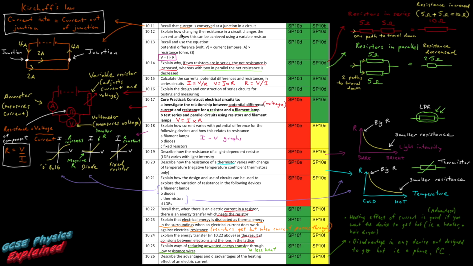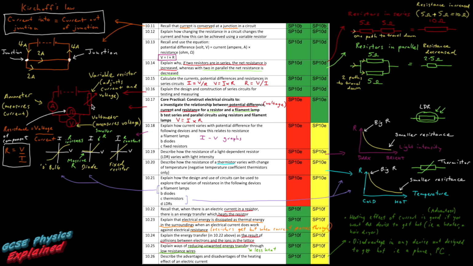10.12. Explain how changing the resistance in a circuit changes the current and how this can be achieved using a variable resistor. So we basically use resistors to control the size of the current. If you've got a variable resistor, it means that you can adjust the resistance and that'll adjust the current. So if you make this resistance bigger, it'll make the current in the circuit smaller. Or if you make this resistance smaller, it'll make the current bigger.